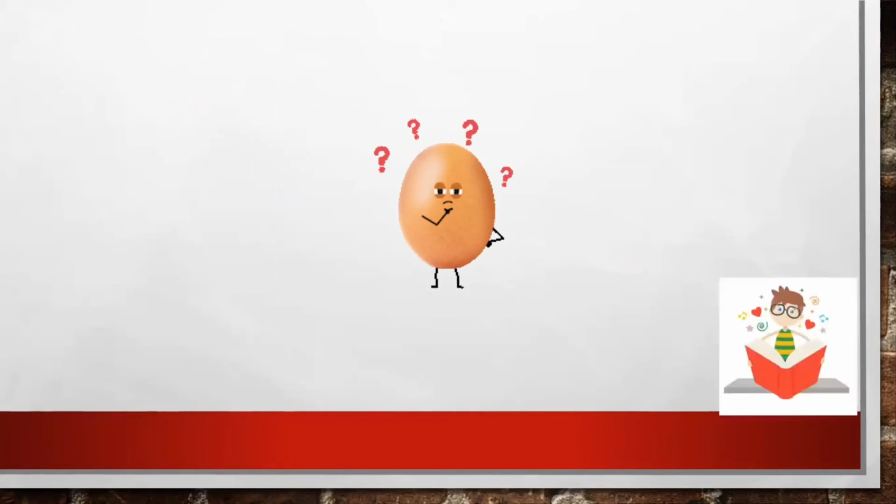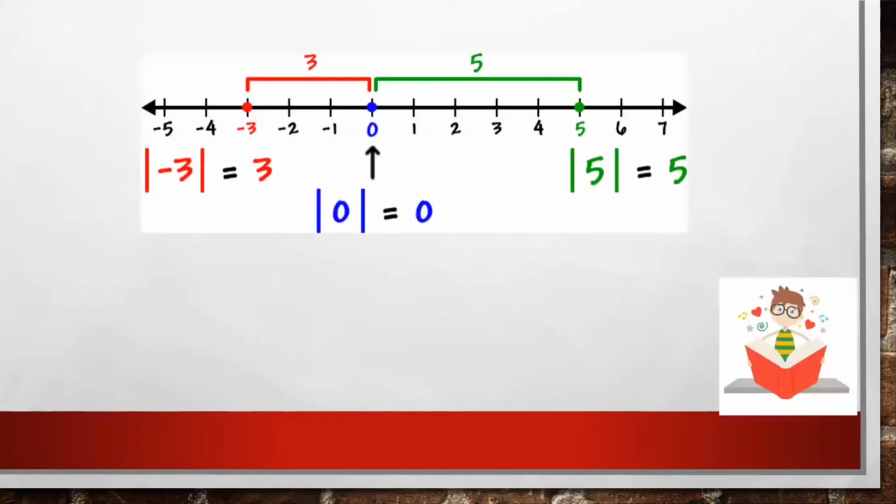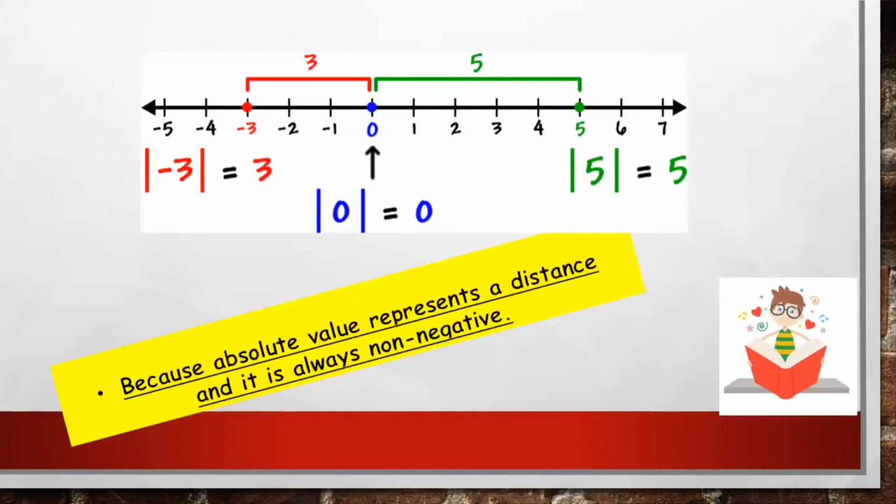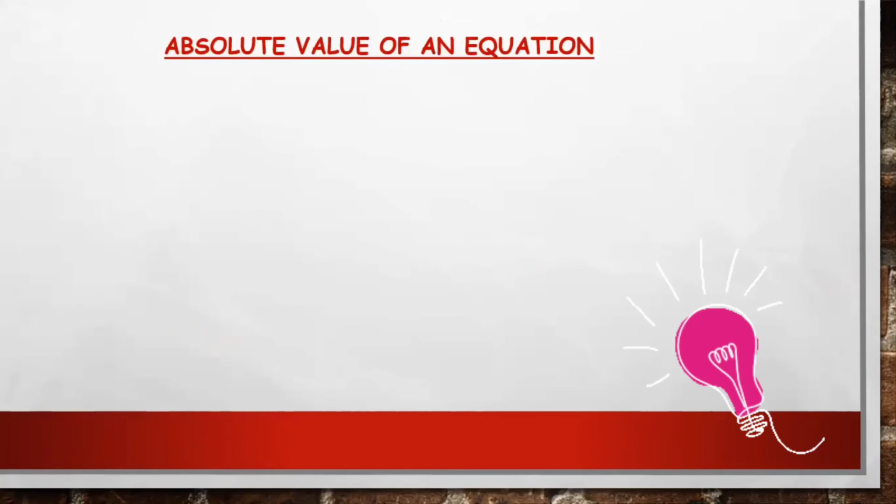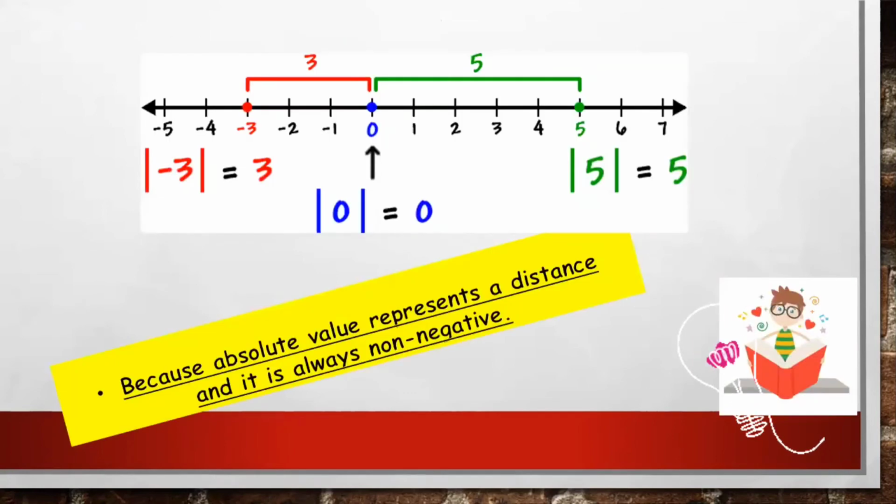Now, what is the absolute value of 0? That starting point is always 0, because distance is a non-negative quantity and 0 is also non-negative. So the absolute value of any number can be positive or 0, but it will never be negative. The absolute value is a non-negative quantity.